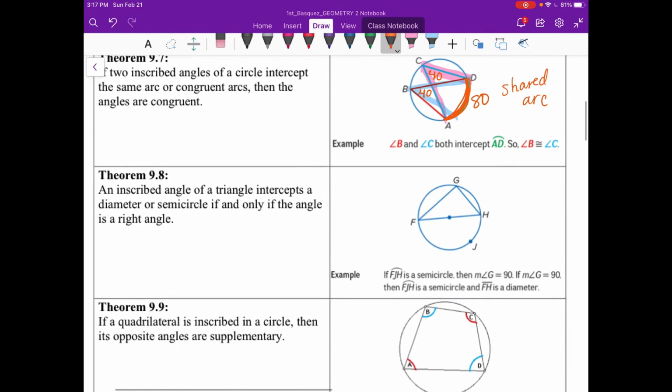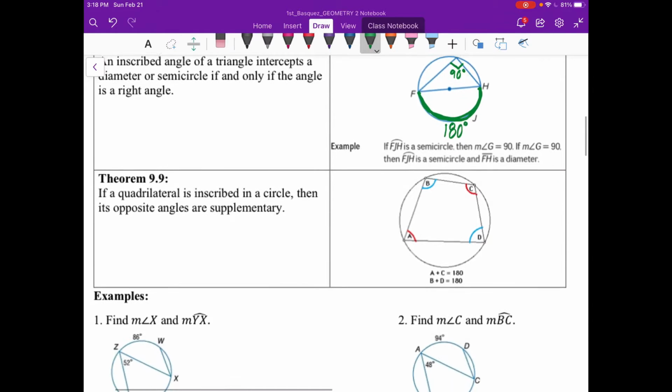Then we have if an inscribed angle intercepts a diameter or semicircle, then we have a right angle. So this is still going to be an arc, but it happens to be half the circle. So this is 180 degrees. That would be half the circle. If this happens, then you automatically have a 90-degree inscribed angle. Because remember, 180, half of that would be 90. So it would automatically make it a 90-degree angle there.